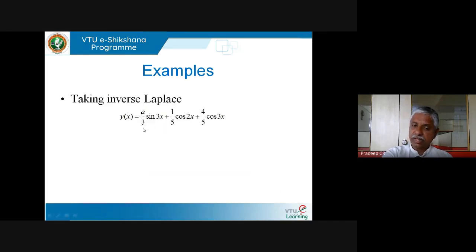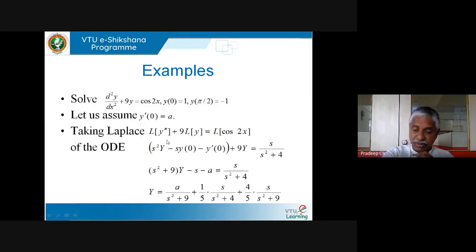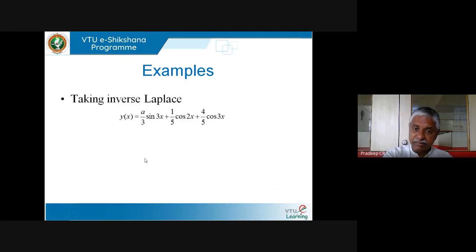So a by 3 sine 3x plus 1 by 5 cos 2x plus 4 by 5 cos 3x. What do I do with this? What is it that I don't know here? I still don't know a. But I have not used the other condition which they have given me. Y of pi by 2 is 1. That means when I put x equal to pi by 2, this whole term must be equal to minus 1. So that's an equation in a, a simple equation in a.